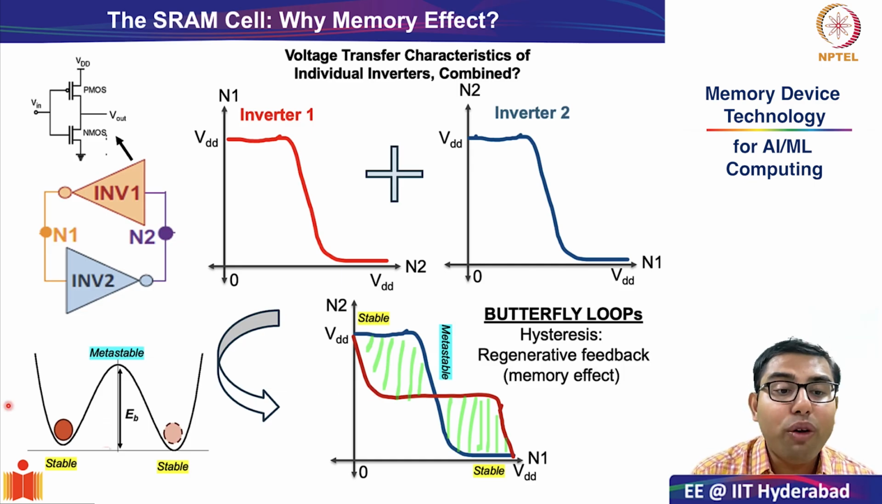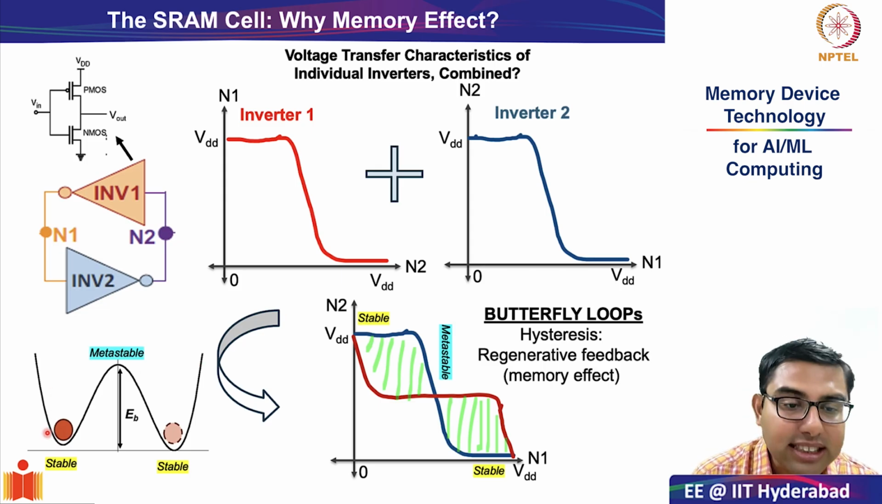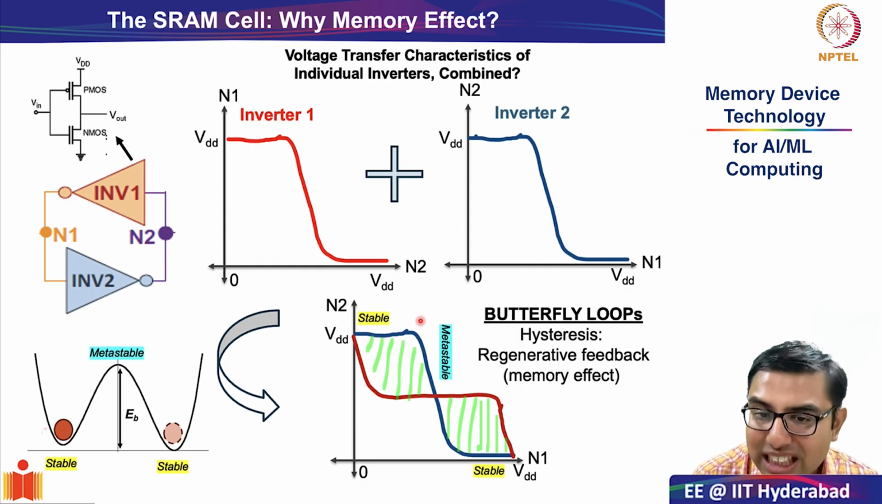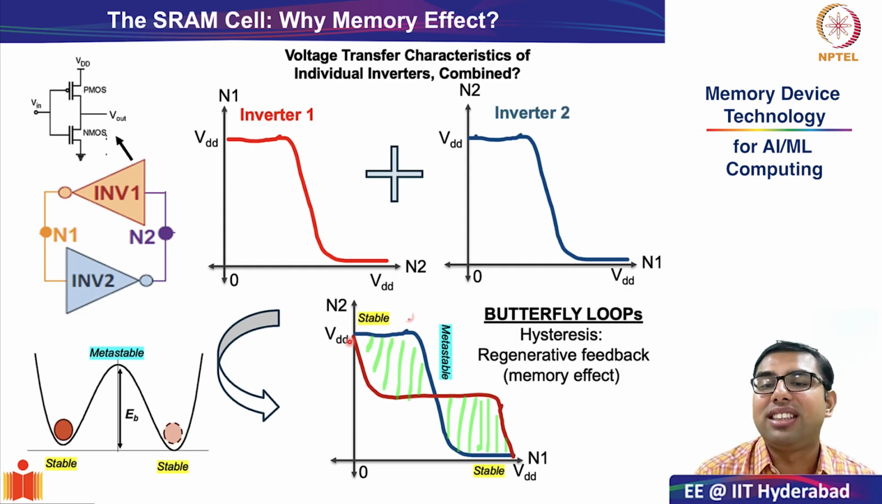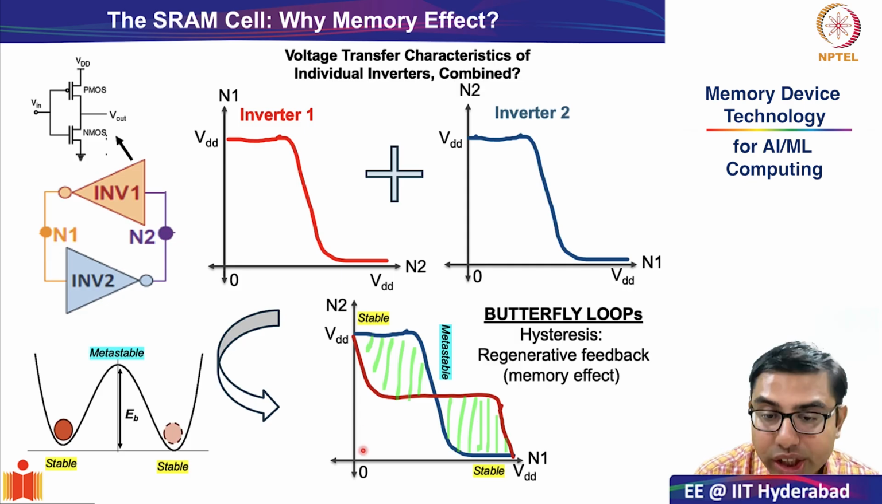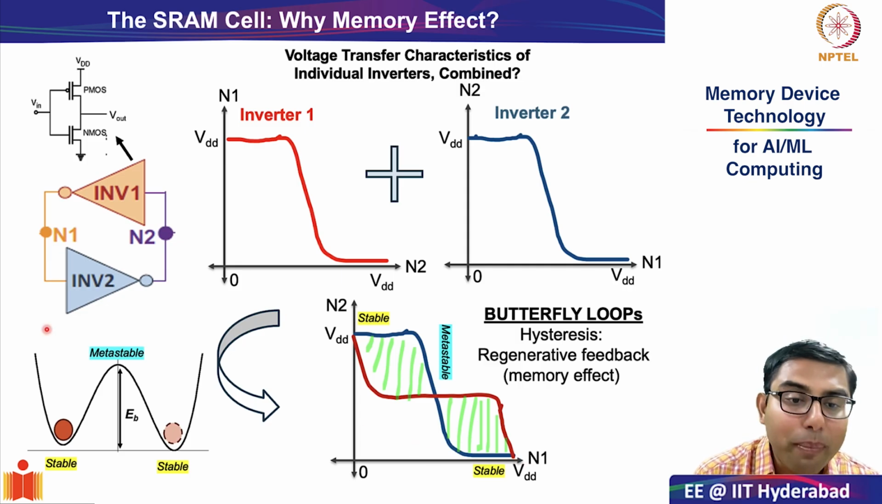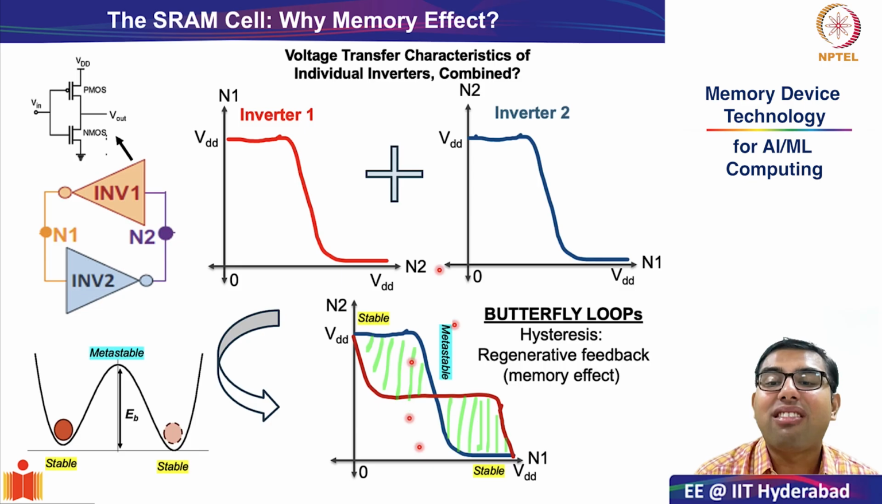Remember, in our physical picture of the double W-shaped potential barrier, there were two stable states, stable state 0 and stable state 1. These correspond to the two ends of the hysteresis loop. You see, you have a stable state 0 where the storage node 1 is 0 and the storage node 2 is 1. The other stable state is where the storage node 1 is 1 and the storage node 2 is 0, and the metastable state is in this transition region.